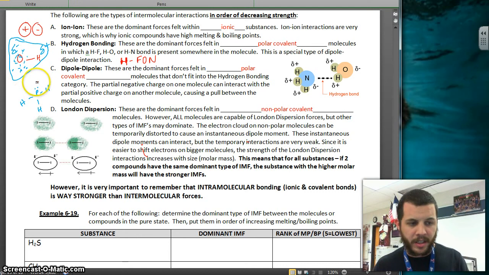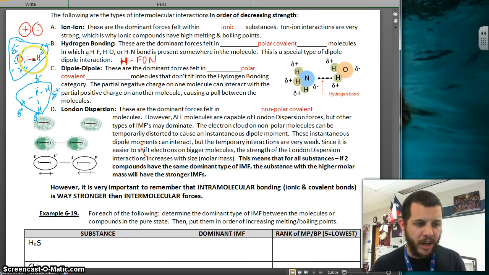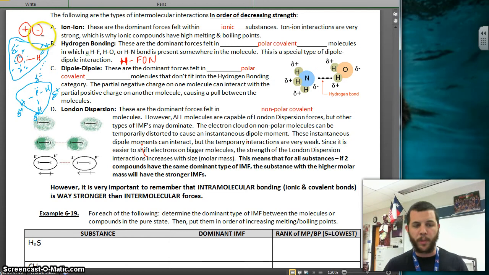So it's still going to have what's called a dipole moment. My partially negative side is going to be up here next to phosphorus, and then I'm going to have three partially positive ends as well. So now these two molecules right here, these could interact with each other. You've got a partially negative end that can interact with a partially positive end. Lastly, we have London dispersion. London dispersion happens in all non-polar covalent molecules.